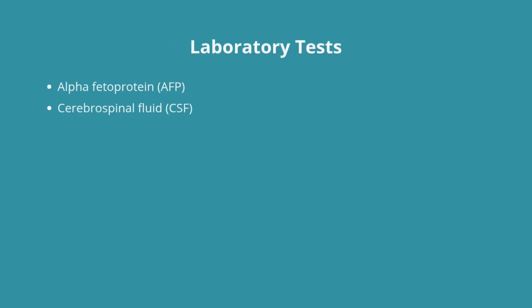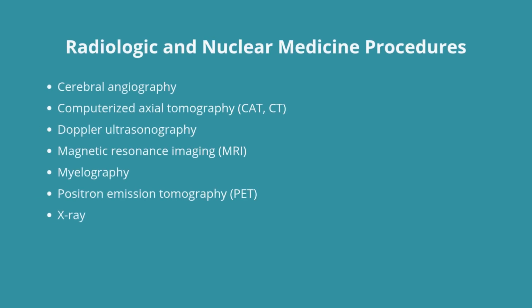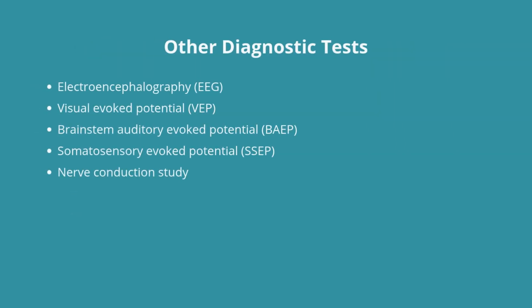Lab tests include alpha-fetoprotein and cerebrospinal fluid. Radiologic and nuclear medicine procedures include cerebral angiography, computerized axial tomography, Doppler ultrasonography, magnetic resonance imaging, myelography, positron emission tomography, and X-ray. Other diagnostic tests include electroencephalography, visual evoked potential, brainstem auditory evoked potential, somatosensory evoked potential, and nerve conduction study.